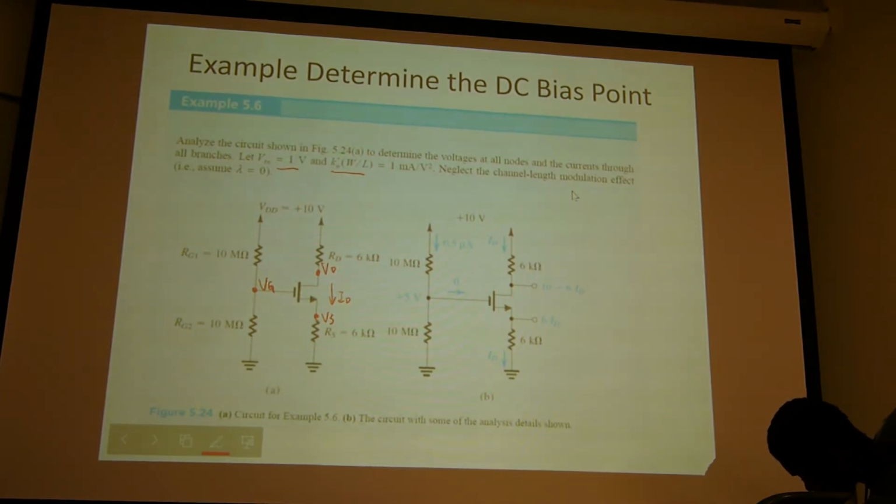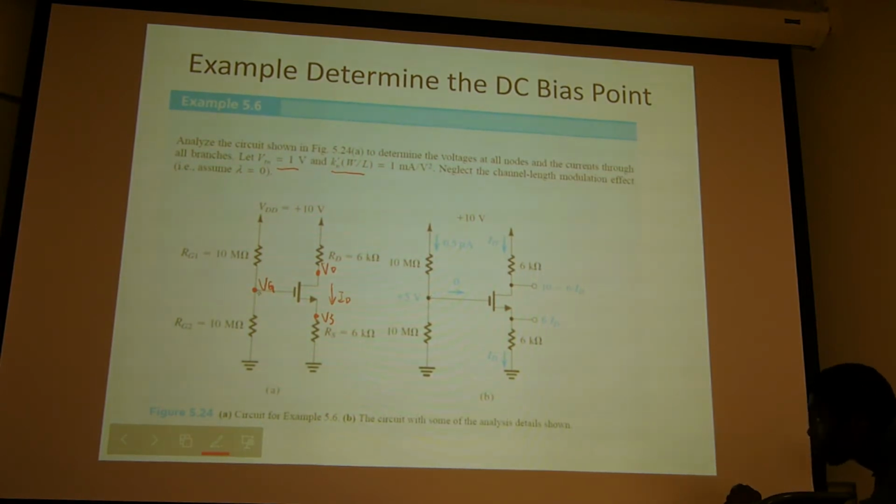There will be no current in the gate terminal. The gate is insulating, so there's no current flowing into the transistor from the gate. Current only flows from the drain to the source. So we know the VG. VG is easy to determine because this is a voltage divider through those 10 mega ohm resistors. In this example, the VDD power supply is 10 volts. So VG will be half, 5 volts, because here are 10 and 10. So then VG is 5 volts.